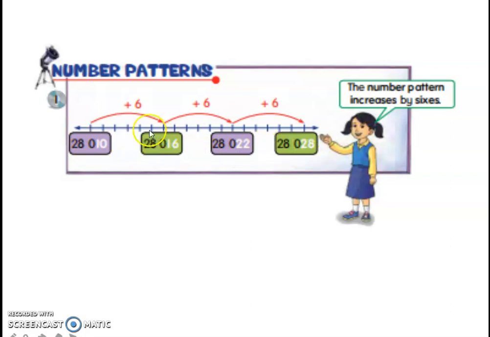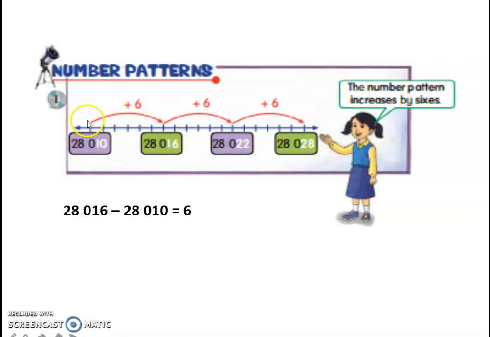Increasing. So let's see by how much it increases. We can use this method: we use the bigger number to minus the smaller number. 28,016 minus 28,010. After we do the subtraction, it will become 6. The 6 means this number is increasing by 6.